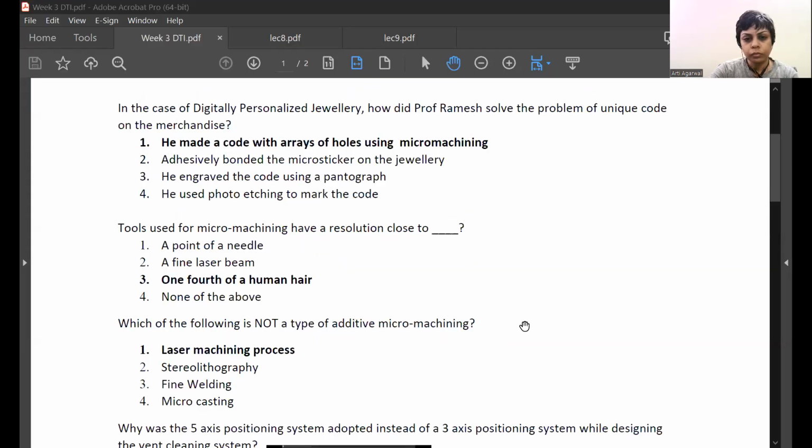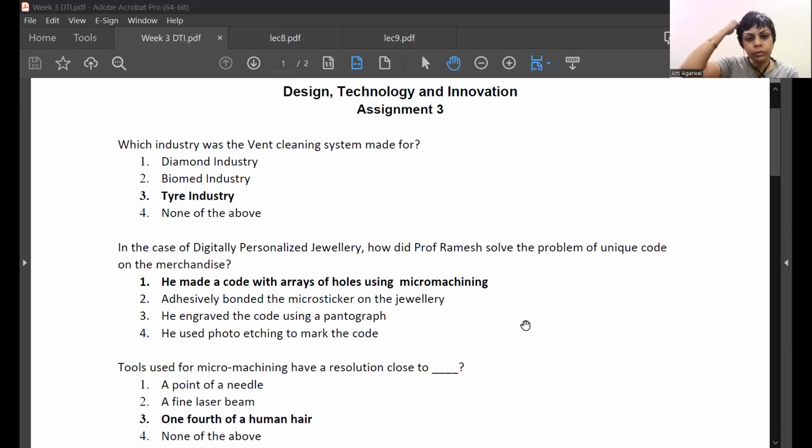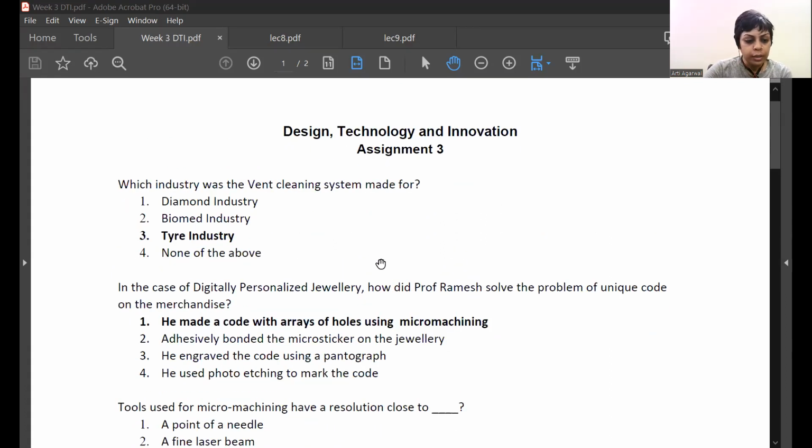Now, I'm just going to share the practice questions which I have from the previous years with you. So this is week three stuff. Again, in this assignment, you can see that the answers are actually already marked in the assignment. That is just how the file is.